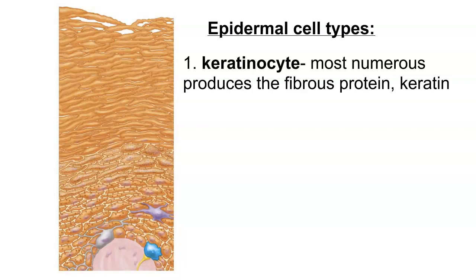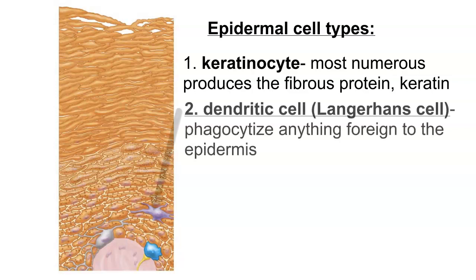Another cell type that lives in the epidermis is a dendritic cell, or a Langerhans cell, and those cells are derived from white blood cells. And so they have a completely different origin. And with that in mind, the dendritic cells function like a white blood cell. They can actually move through the lower regions of the epidermis in between the keratinocytes, and they're able to phagocytize any type of foreign invader.